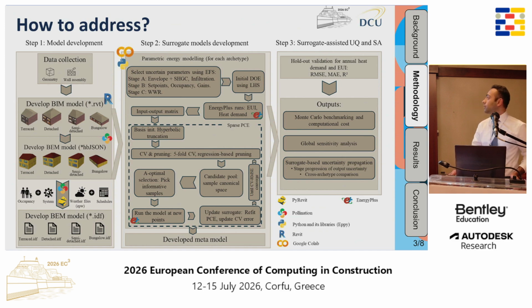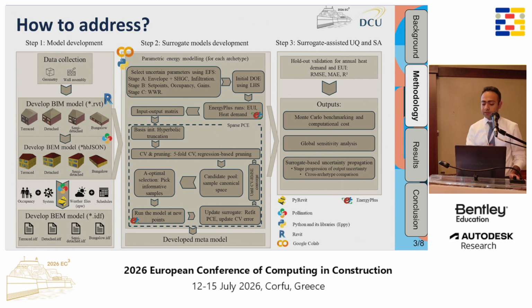I developed 3 steps. In the first step, I collected the data and identified the most common Irish residential archetypes, and I used these for my case models only. These models are developed in Revit as my BIM tool, and then with the help of Pollination, I create my BIM model, and by manually adding information about occupancy, system, weather and schedule, I create a simulation-ready BIM model in IDF format. Then I use these IDF files in the second step to create my surrogate models iteratively.